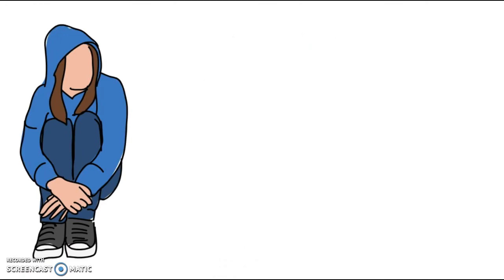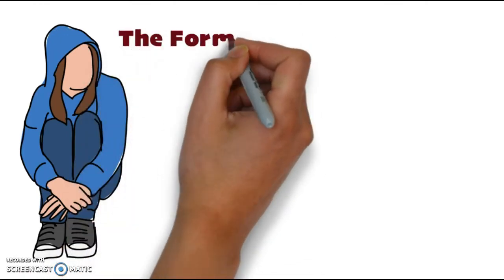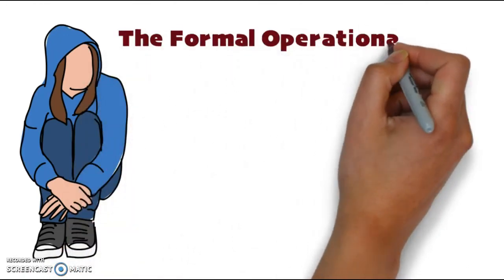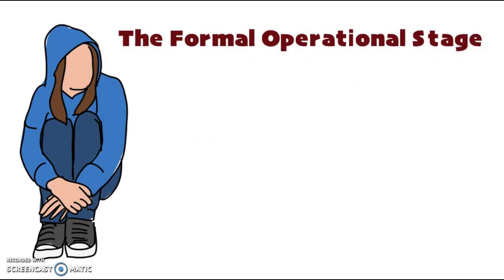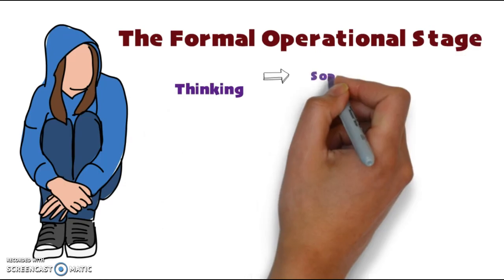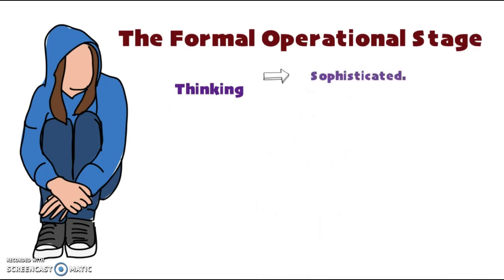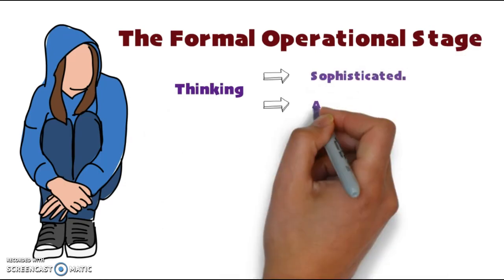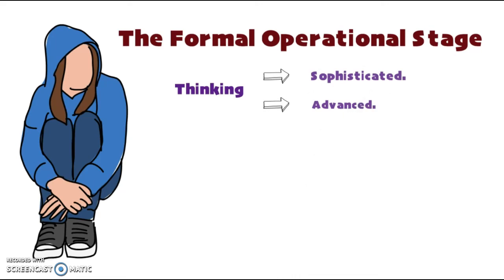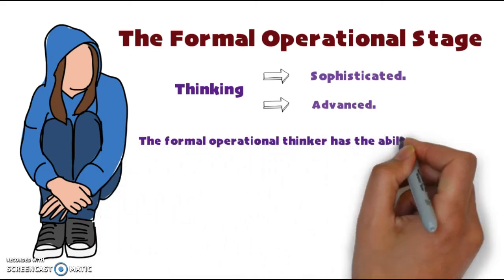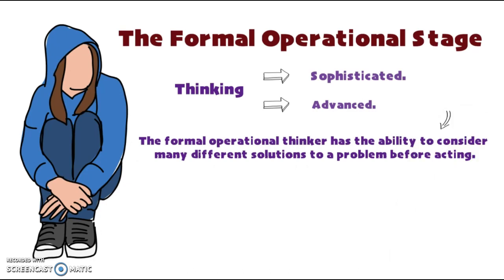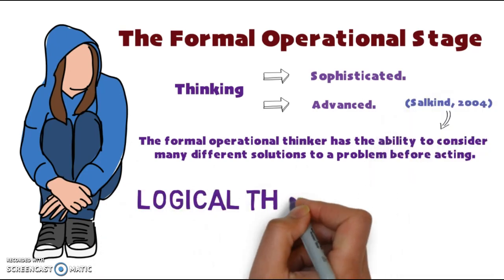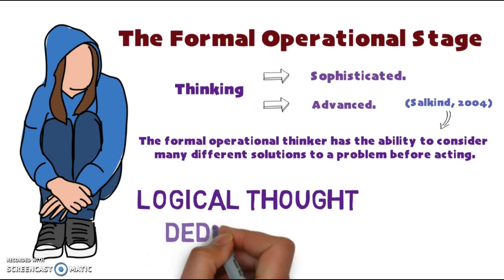Moving on to the final stage of the theory, the formal operational stage. This begins at the age of 12 and it lasts into adulthood. Ngazi 2014 states that in this stage, thinking becomes much more sophisticated and advanced. People develop the ability to think about abstract concepts and the consequences of potential actions, and people also develop skills such as logical thought and deductive reasoning.